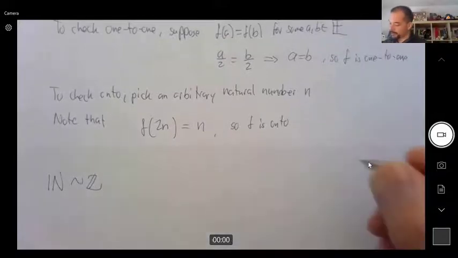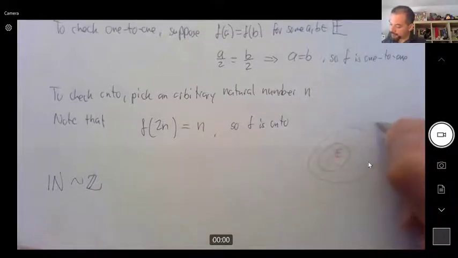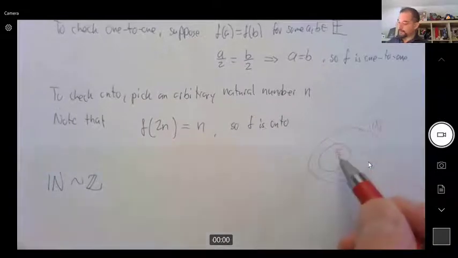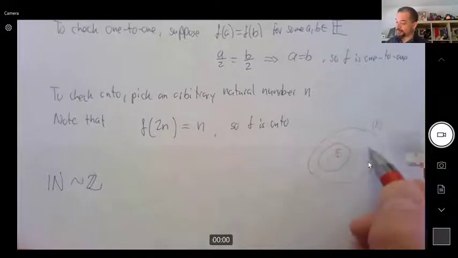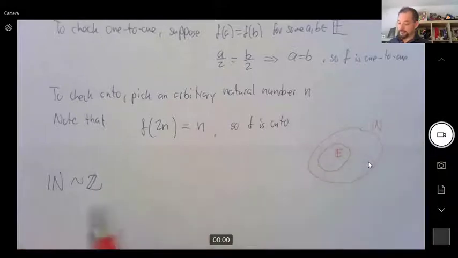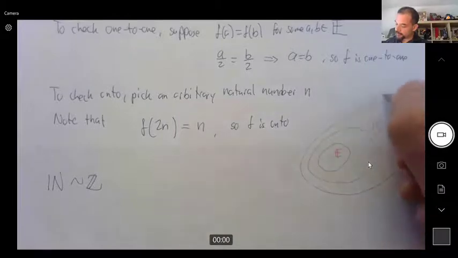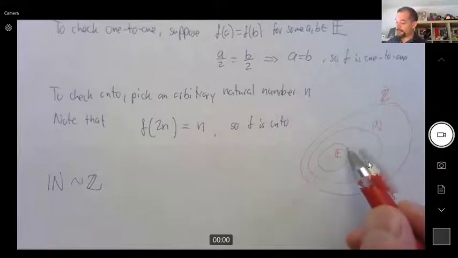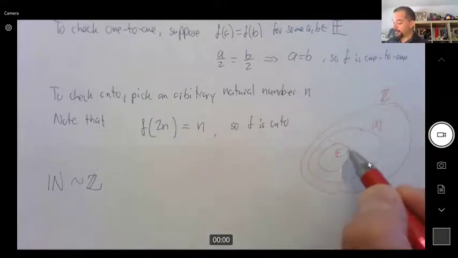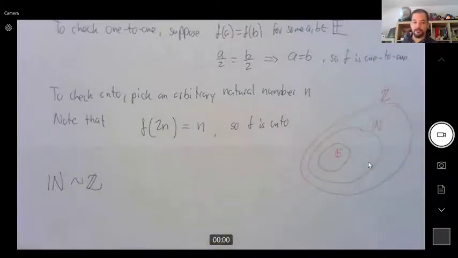Let me make a Venn diagram. So here are the even numbers. The even numbers are inside the natural numbers, right? But they have the same size, right? That's crazy. One is a subset of the other, and they have the same size. The same thing happens here, right? Because the natural numbers are inside the bigger one, which are the integers, and they have the same size again, the same cardinality, and for that matter, the same cardinality as the even numbers. The positive even numbers also have the same cardinality as the integers.